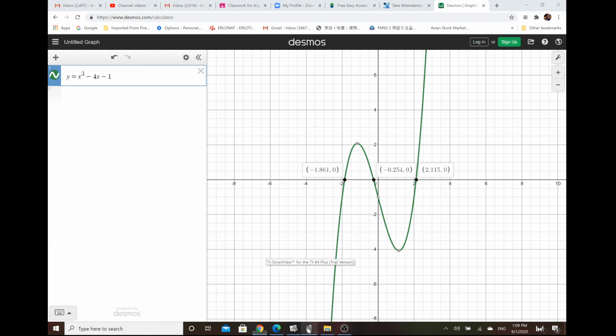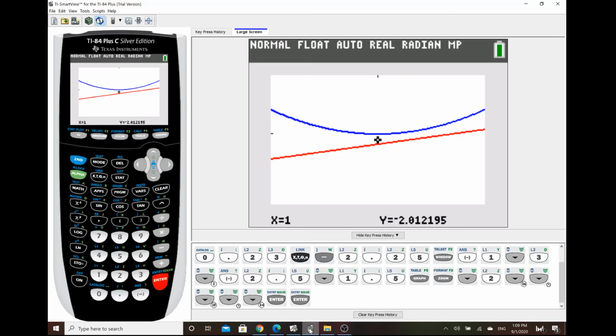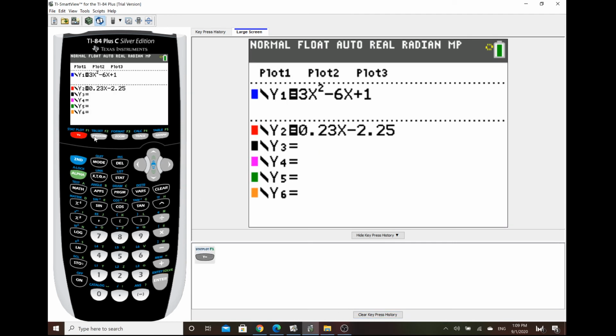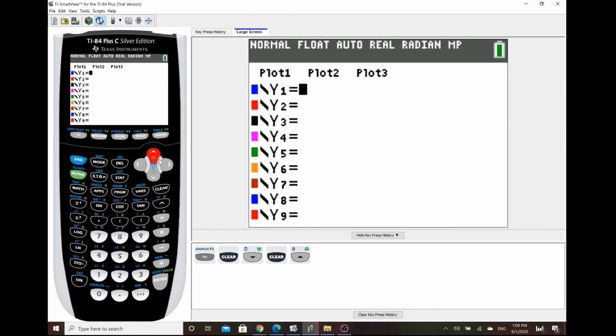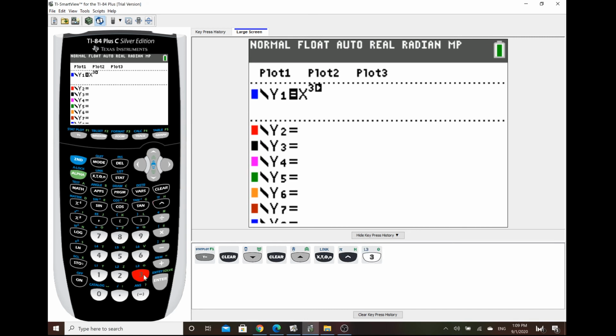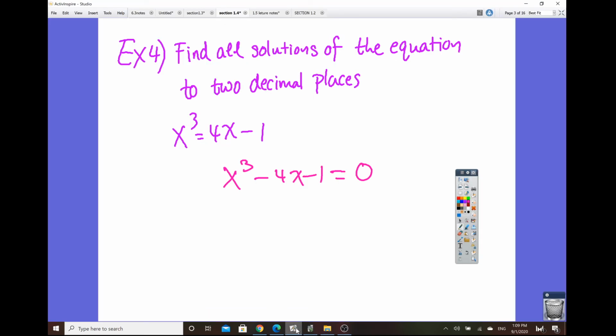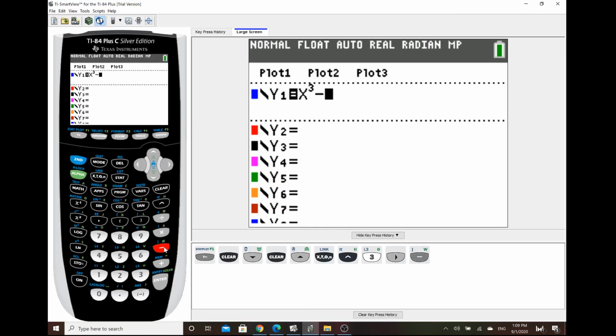So here's the way to do it. Okay, now to look at that, again, let me clear the window. So clear, all clear, clear. Okay, so we have x to the power of 3, so x caret 3. Again, right cursor. And this one here, we do have minus 4x, and then minus 1.